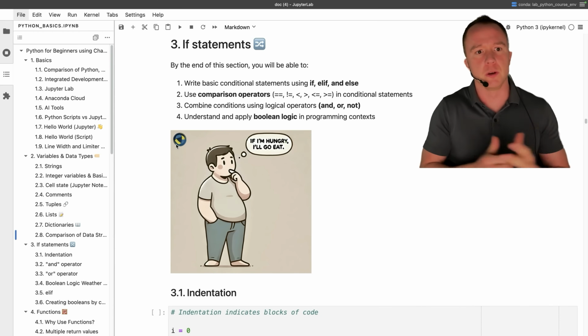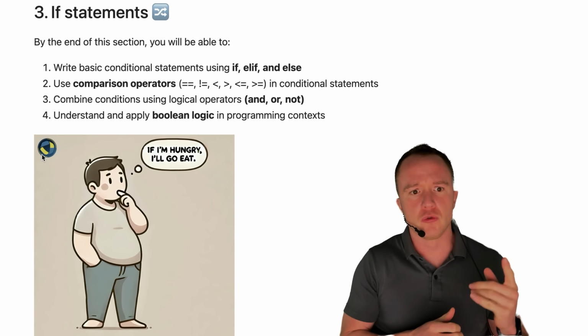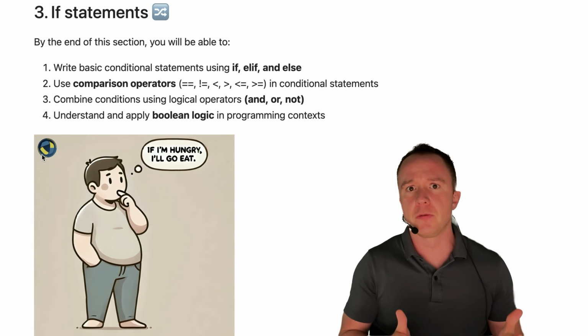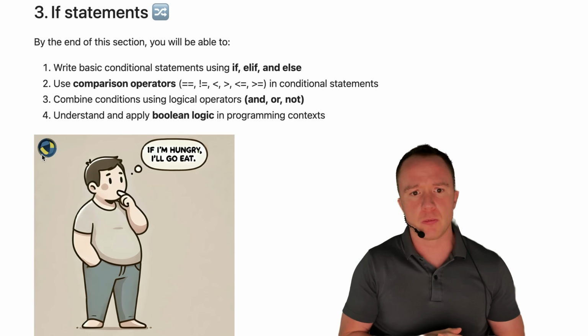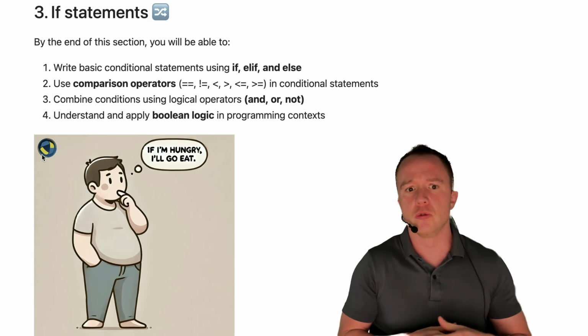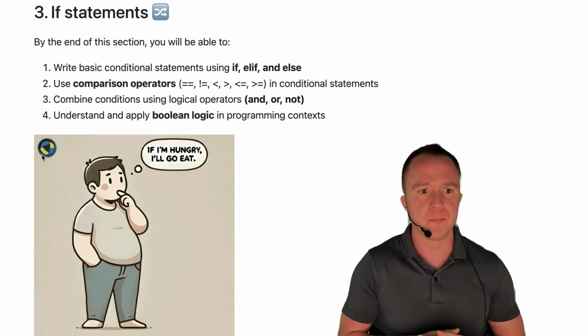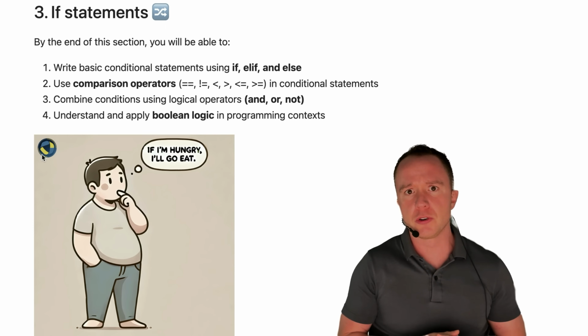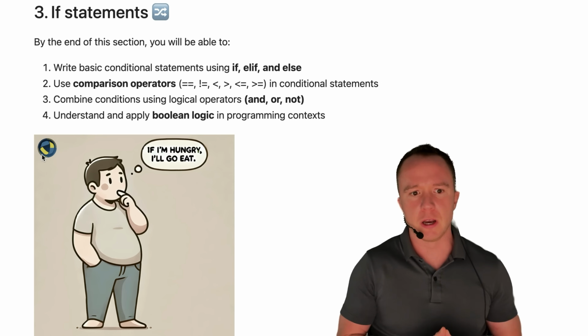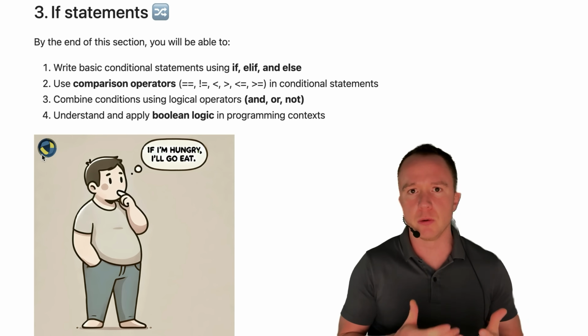Chapter 3, if statements. By the end of this section, you'll be able to write basic conditional statements using if, elif, and else. Use comparison operators like is equal to, is not equal to, smaller, greater than. Combine conditions using logical operators, so and, or, and not, and understand and apply Boolean logic in a programming context.